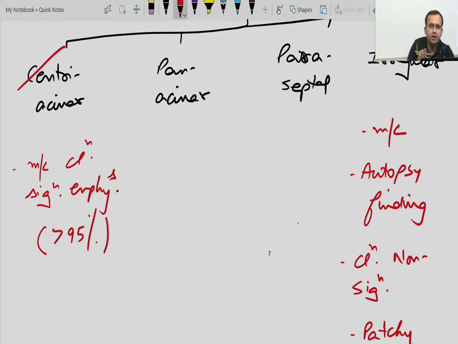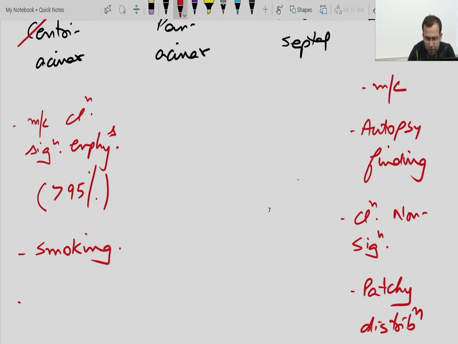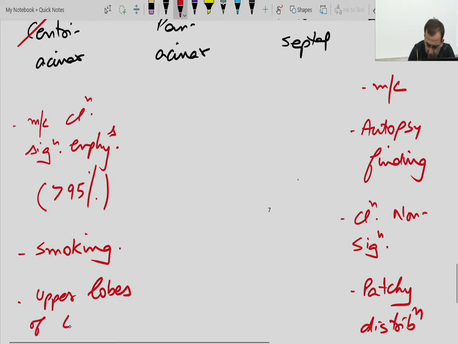Next, since it is clinically significant, this is the one that has the strongest association with smoking. Next point, location. When we inhale air, more air goes to the apex of the lungs. So when a person smokes, more smoke also goes to the apex, that is the upper lobes of the lung. Location: upper lobes of the lung.